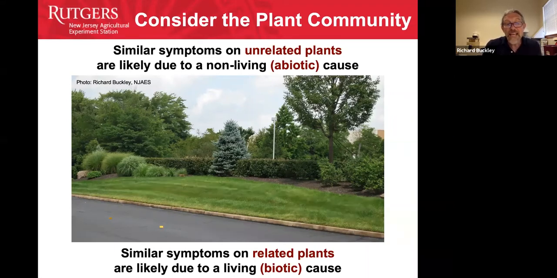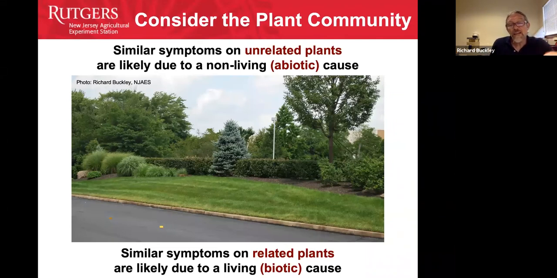But if you look at a landscape and it's closely related plants, all the Ericaceae, the rhododendron and the azalea, and the blueberry or whatever, then it's more likely, right, to be a living organism, right? So this is a good tool. What else is affected in the landscape? If it's closely related plants, then start thinking living. If it's everything, then, well, maybe it was 100 degrees on Thursday. So these things will help you narrow down.